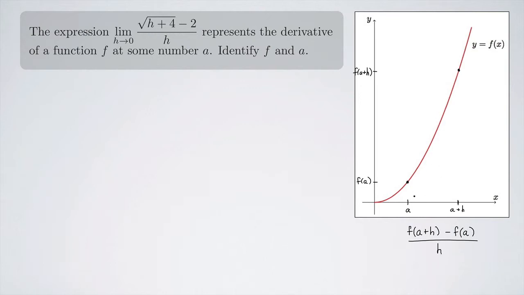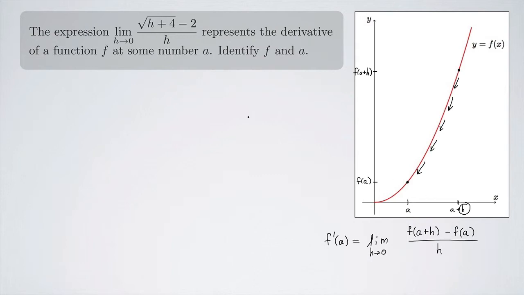I want the slope of the tangent line at a, which means I'm going to let this point get closer and closer to that point, which is essentially the same thing as letting h here shrink to 0, because if h shrinks to 0, then this a plus h gets closer and closer to a. In other words, I'm going to take the limit as h approaches 0. And that is the limit definition of the derivative at point a.